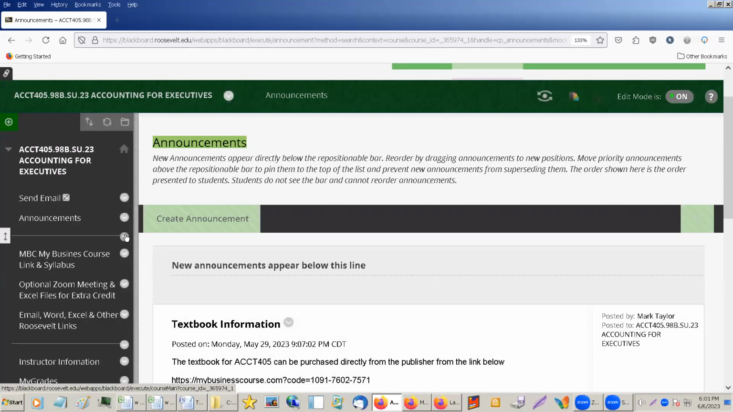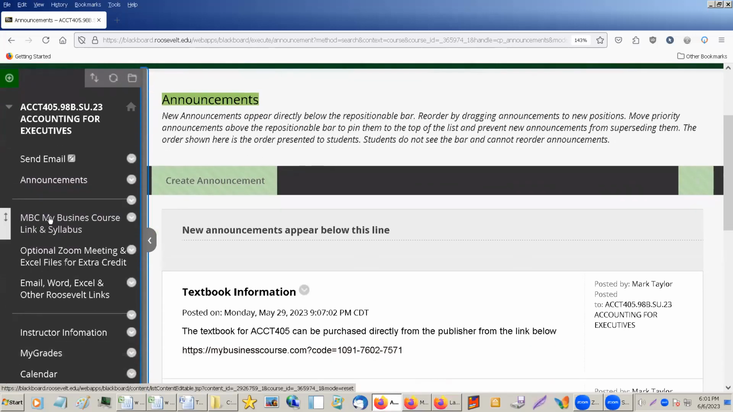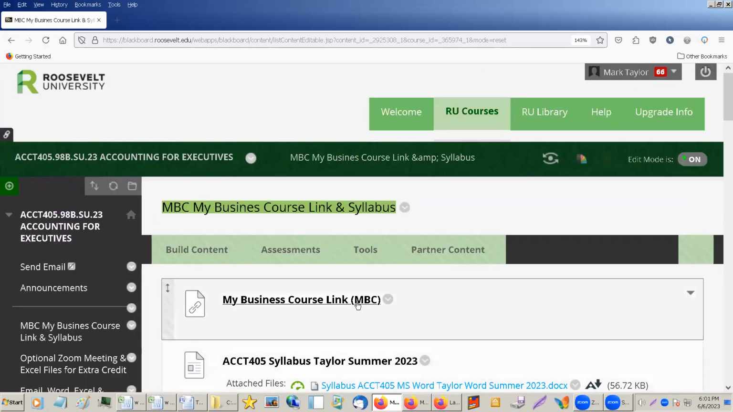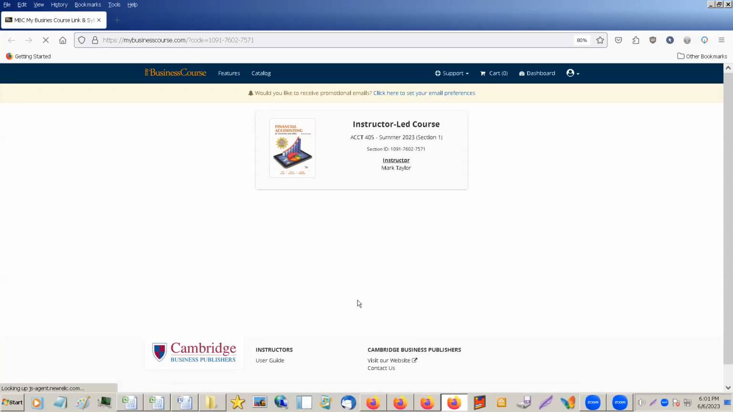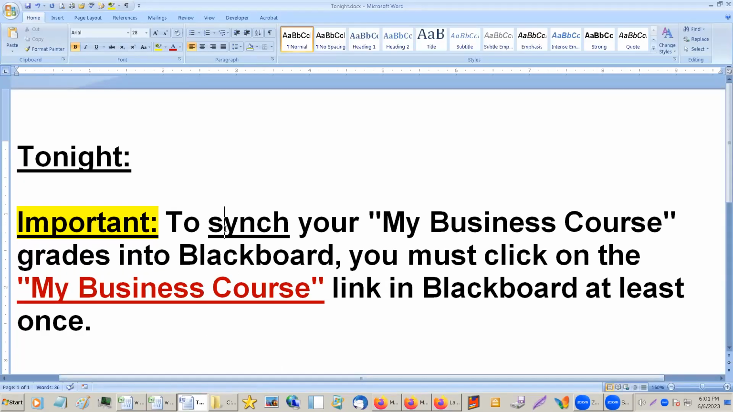So if you go into Blackboard and go to the My Business course link, you have to click on this at least once and sign in. And that will connect your grades. You'll sync your grades up with the Blackboard account. So now you only have to do it once. Like I say, if you want to keep going to the website without going through Blackboard, that's fine. But you have to click on this at least once, or else the grades from Blackboard won't go. Any question there?